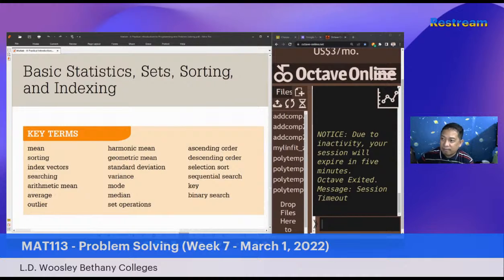So okay lang na monologue tayo ngayon. These are the key concepts here, as far as utilizing MATLAB and Octave for basic statistics, sets, and sorting and indexing. You have mean, of course, the arithmetic mean. There are three types of mean: the arithmetic mean and the harmonic mean, which is the sum of the inverse. The inverse of the series' arithmetic mean is the harmonic mean, the inverse of each term. Mamaya papaliwanag natin yun. And of course, some statistical concepts like standard deviation, variance, mean, median, ascending and descending order.